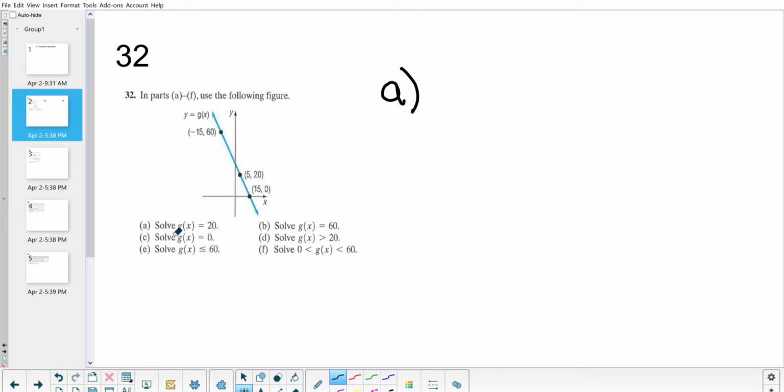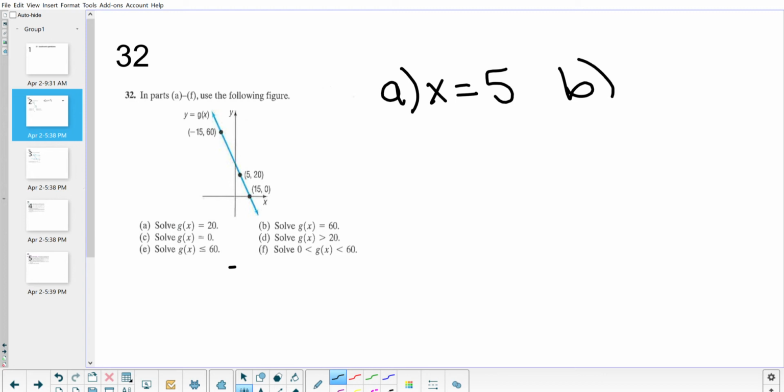Okay, so part A, when is g of x equal to 20? That's the y value. Actually, all of these are y values, and all of the answers I'm going to put over here are x values. So they ask the question using y values, and you give the answer using x values. So when is g of x, when is y equal to 20? When x is equal to 5.